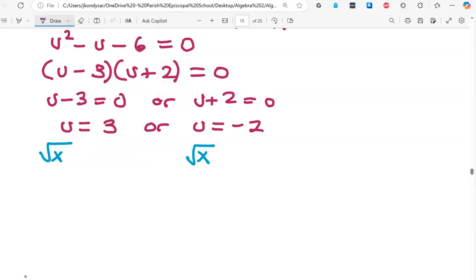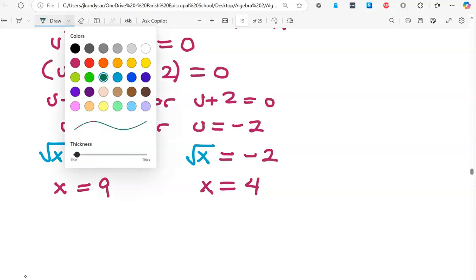And so now we need to solve the equation the square root of x is equal to 3. We can solve that by squaring both sides. x is equal to 9. Or we're going to solve the equation the square root of x is equal to negative 2. And of course here we can square both sides and we get x is equal to 4.